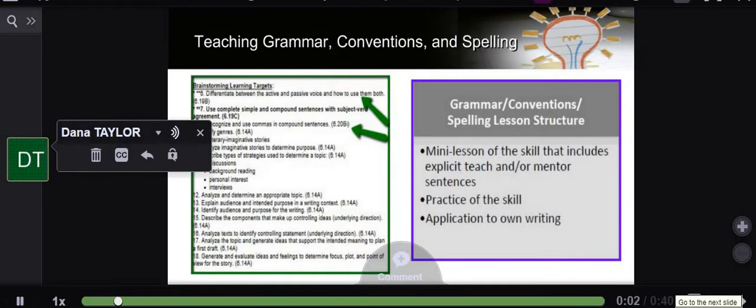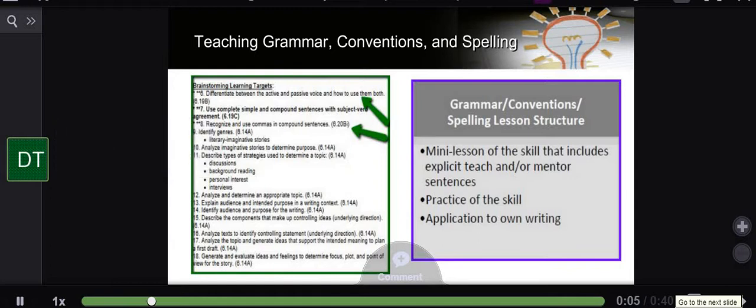Grammar, conventions, and spelling standards are embedded in the learning progression of the genre. Under brainstorming learning targets, you should see 6.19b, students will differentiate between the active and passive voice and how to use them. You should also notice that 6.20b recognizes and uses commas in compound sentences. The document gives teachers suggestions for teaching these learning targets. On the lesson structure that is shown on the right side of the screen, 3 steps are outlined to give students an opportunity to apply the TEKS.